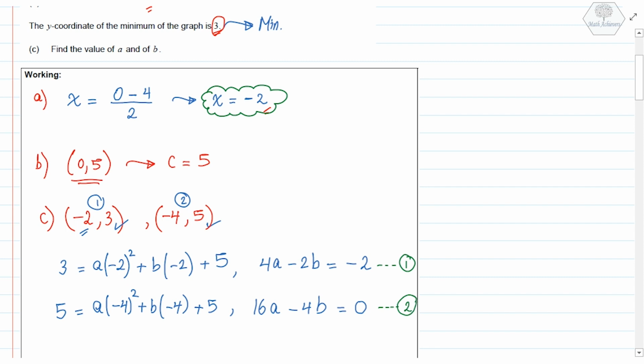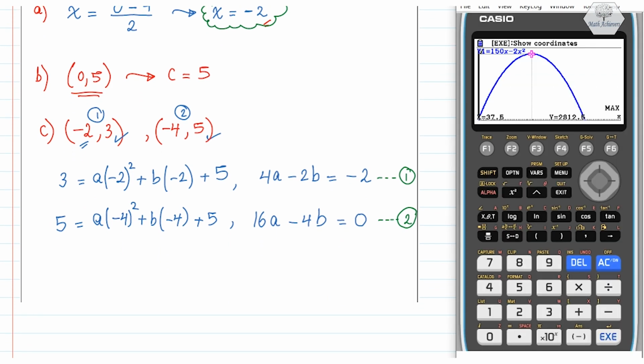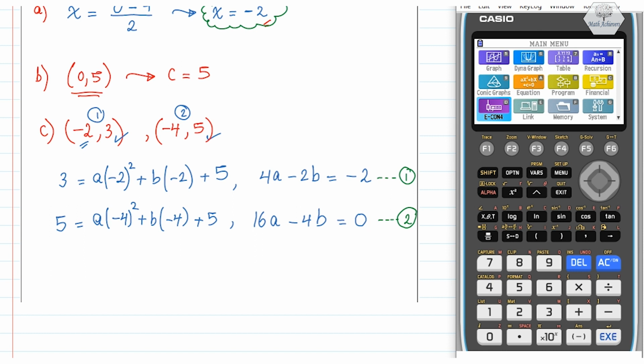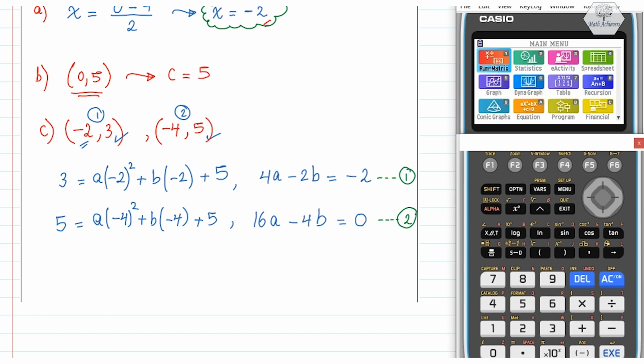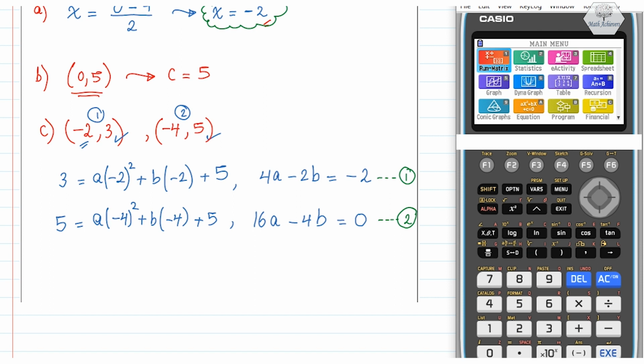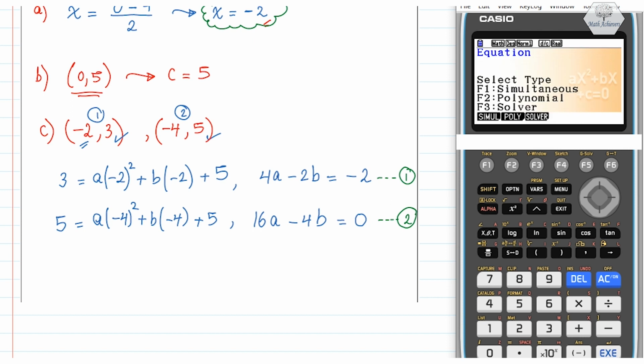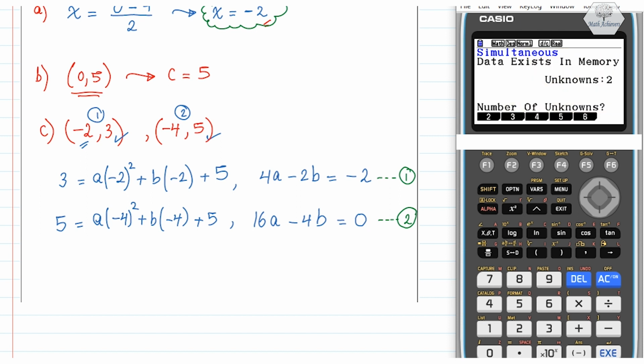Now we use our graphical display calculator to find the values of a and b. We start the graphical display calculator, we go to menu, we go to equation, and after that we go to simultaneous equations, which is F1. How many unknowns? We have 2 unknowns, which are the a and b. And let's clear all.